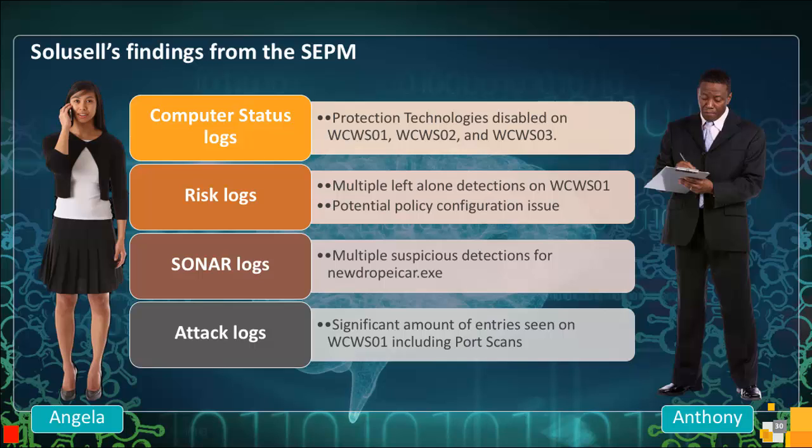Solucell's findings from the Symantec Endpoint Protection Manager include: computer status logs show individual protection technologies disabled or malfunctioning on WCWS01, WCWS02, and WCWS03. Risk logs display multiple left-alone detections from WCWS01 that can indicate a potential policy configuration issue. There are multiple suspicious detections for newdropeicar.exe in the sonar logs. From the attacks log, a significant amount of malicious traffic is seen on WCWS01, including port scans from the attacking server.